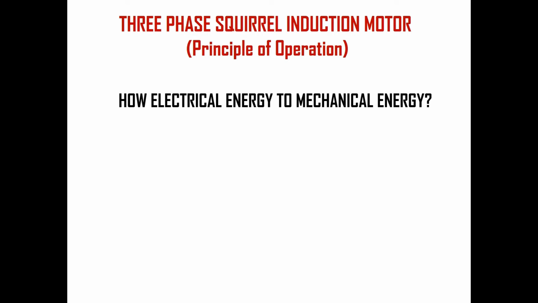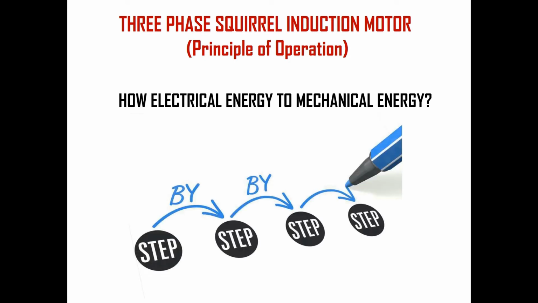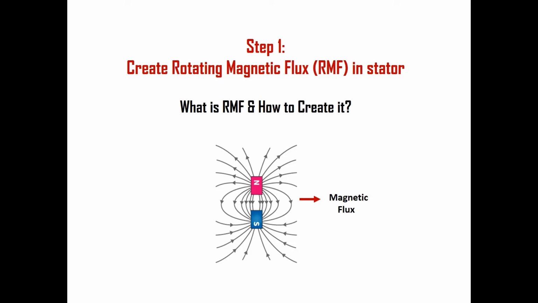I feel it will be easier for anyone to understand the process and steps used to create mechanical energy. So here I explain the steps that show how the mechanical energy is created in the induction motor. Step 1: create rotating magnetic flux, RMF, in the stator. This is a very important step in the process. Okay, first let's see what is RMF and how to create it.